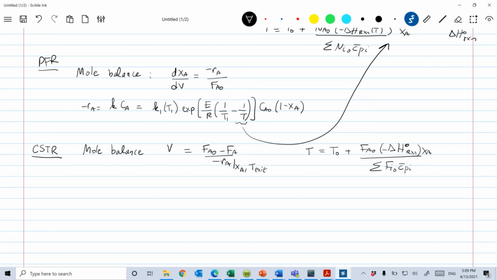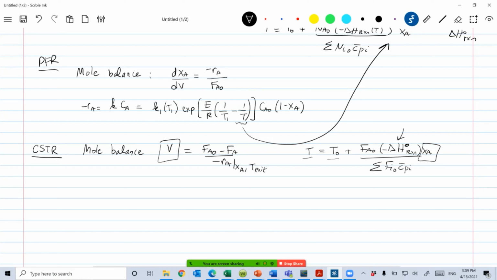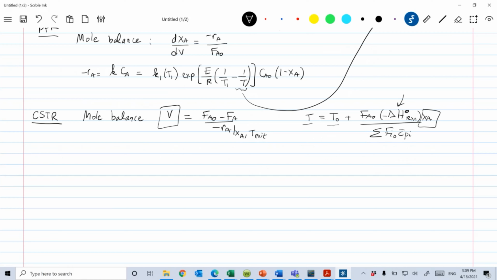In this case, you don't even need to know the reactor volume. If you're given temperature in, temperature out, and delta H of reaction and everything else, you can calculate your conversion. Then using that, you can calculate the volume of the reactor that would give you that conversion. So it's very straightforward. That's where we had stopped. We did some work looking at equilibrium conversion for reactor staging.